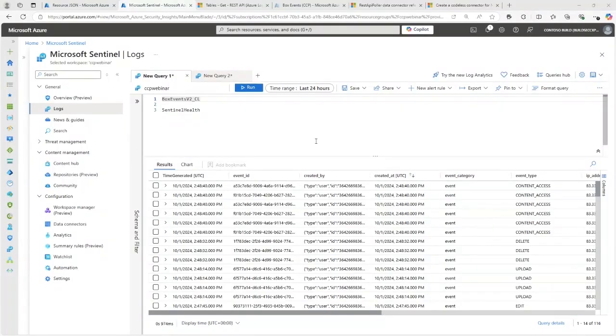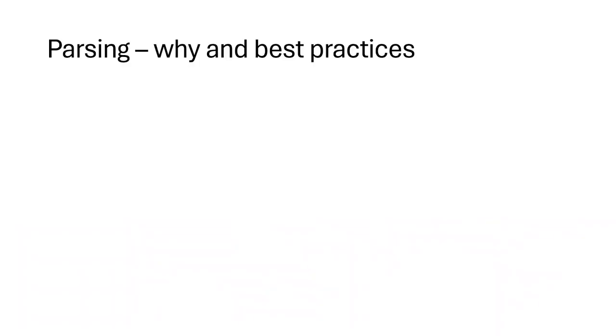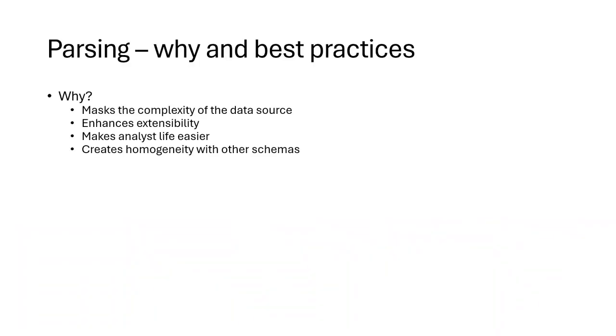Okay, let's now talk about parsing briefly. So why do we need parsing? First, because it masks the complexity of the data source, right? Sometimes the data source contains XML fields or JSON fields where it's difficult for the analyst to extract the value, so we can make it really easy for them if we just remove that complexity, mask it, and make it simpler for them.